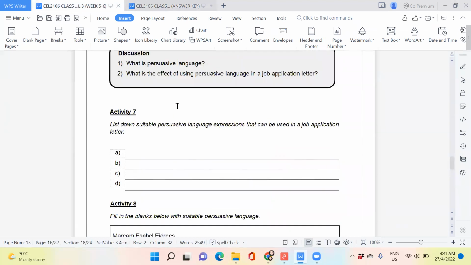Okay, list down the suitable persuasive language expressions that you can use in a job application letter. Remember, you have to be formal. So you cannot say things like, please read my application letter. Please consider my application. I have 2 cats to feed. And then I just moved to a new house. Things like that. And those are not language expressions that you should use in a letter.